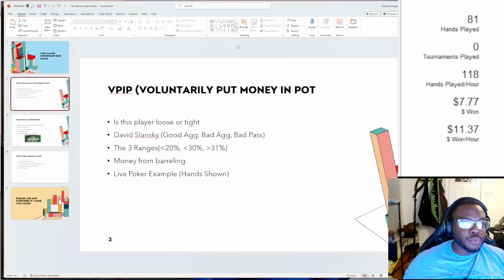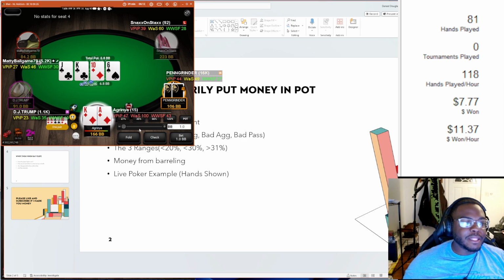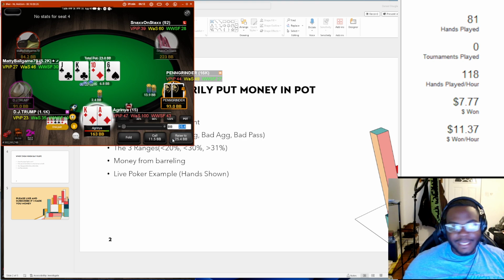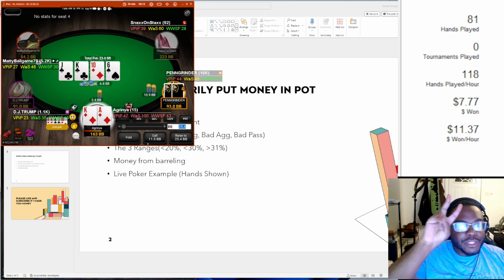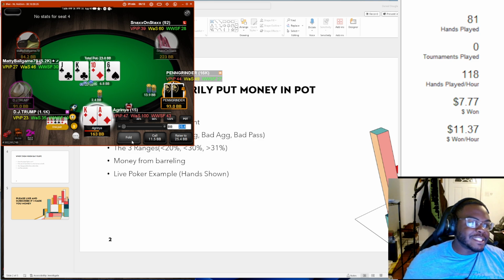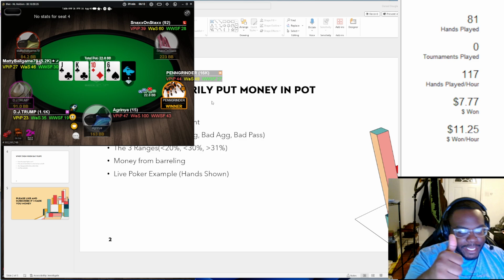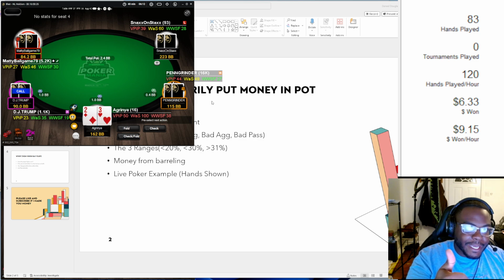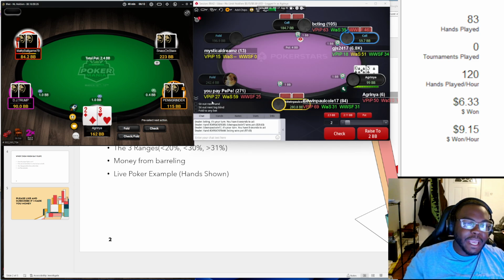They can only go into 2 brackets here. Based on Slansky's principles, they can be good tight or bad passive. There is no good passive poker player. They're either good tight, or bad passive.